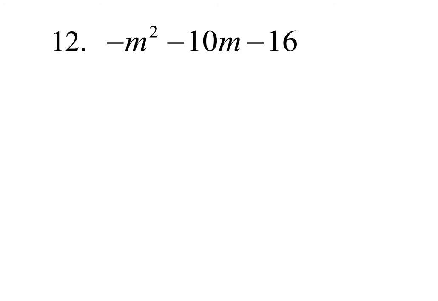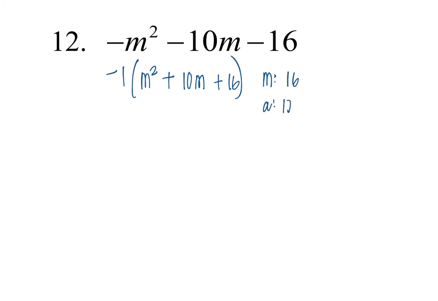On this one, we are in descending order. There's not a GCF, but the leading coefficient is negative. I'm going to factor out a negative 1, and that just changes the sign of everything, basically. So I'm going to write my statement. You're multiplying to get a positive 16, and you're adding to get a positive 10. If you're multiplying to get a positive number, your signs are the same, and since you're adding to get a positive, they're both going to be positive.